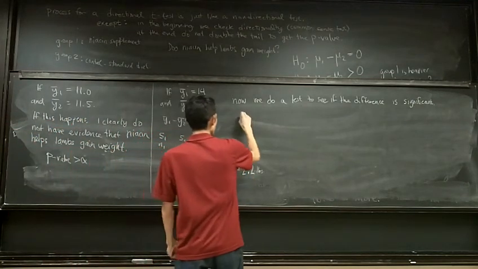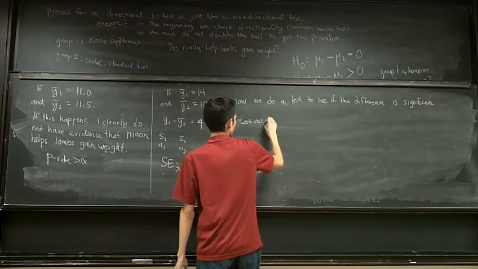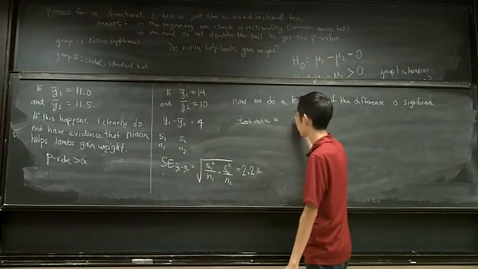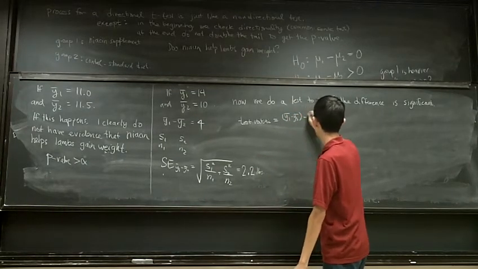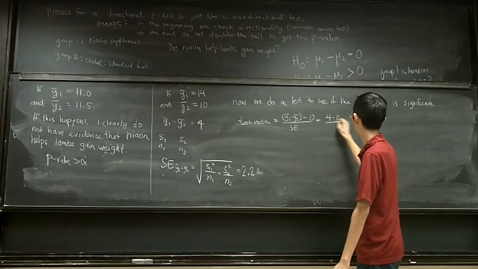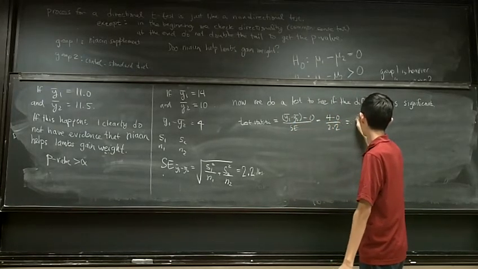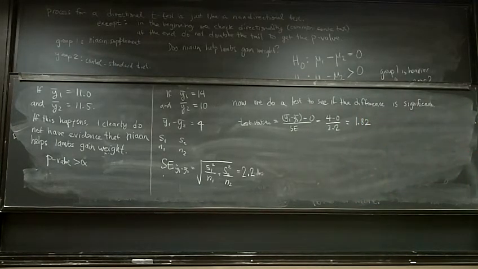Okay, so my test statistic will be my observed difference, y1 bar minus y2 bar, minus 0 over my standard error, so this is going to be 4 minus 0 over 2.2, which gives me 1.82. Okay, so far the process is the same.